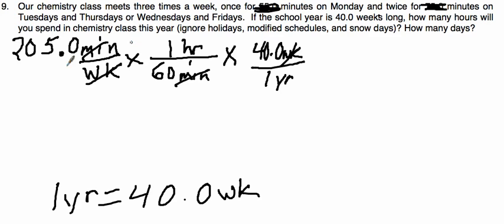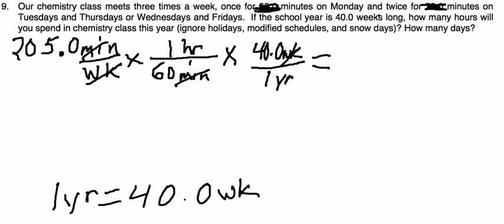Now we have quite a few numbers going on here. We have the 205, which is the overall minutes per week, and we're going to divide that by 60 and multiply it by 40. Everything on the top is multiplied, everything on the bottom is divided. This is going to give us hours per year. When I did that on my calculator, I get 136.66666667. It's about 10 digits wide, I didn't really count it.